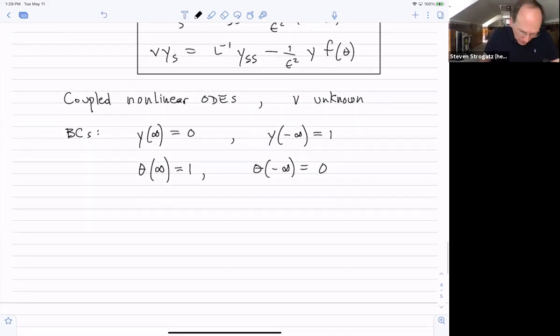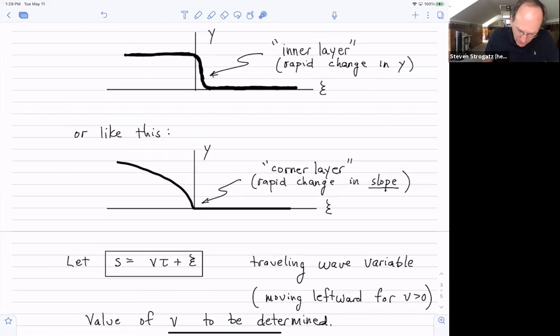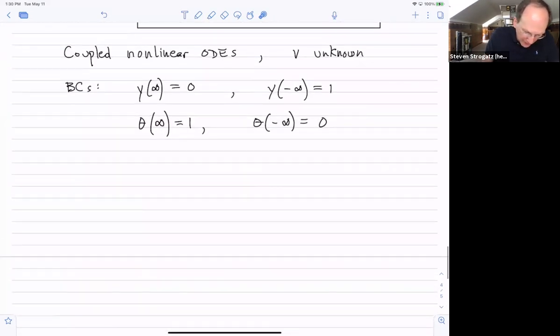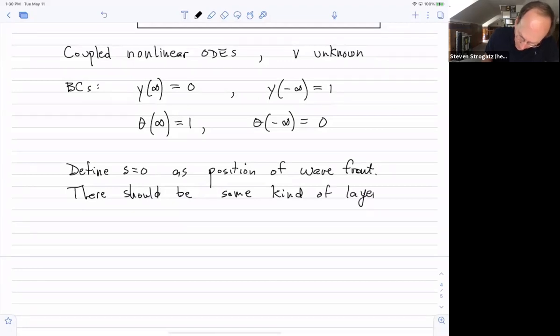And let me also just choose S equals zero to be at the natural place. I'm going to think of my S variable as being zero at this place of interest, right at where the transition is occurring. So we'll define S equals zero as the position of the wave front. And intuitively, we're thinking there should be some sort of layer. So that's why we're dealing with this as a boundary layer problem. There's some kind of internal layer near S equals zero.